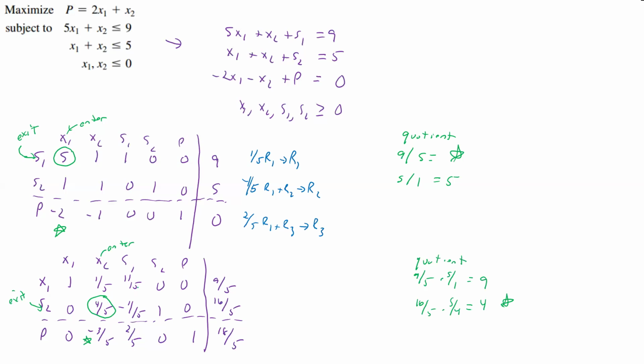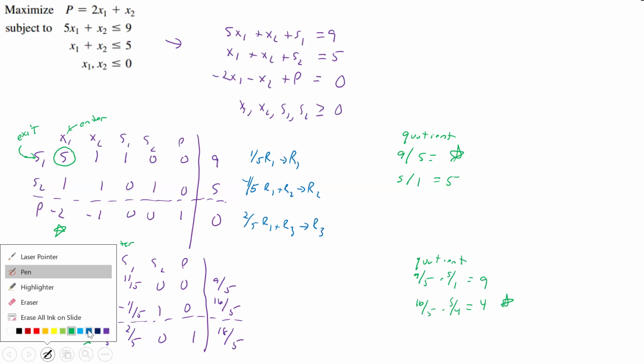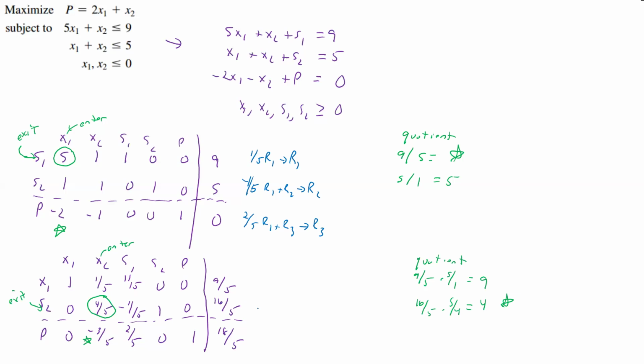Okay. All right, so now let's change colors again. So now we need to make this one 1. So let's take and do 5/4 row 2 goes to row 2. If we take a negative 1/4 row 2 plus row 1, that could be our new row 1. And we need a 3 here, so if we take a 3/4 row 2 plus row 3, that could be our new row 3.